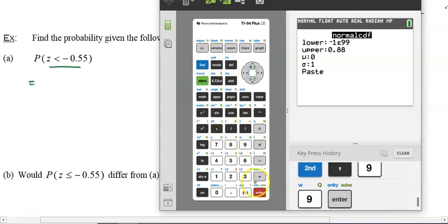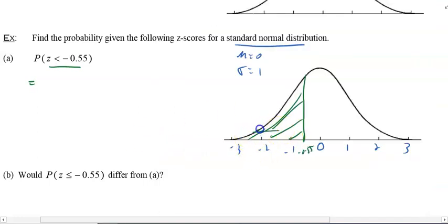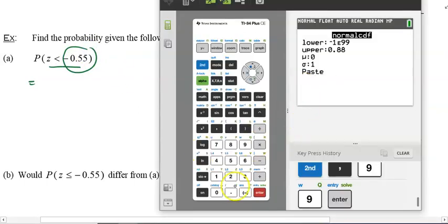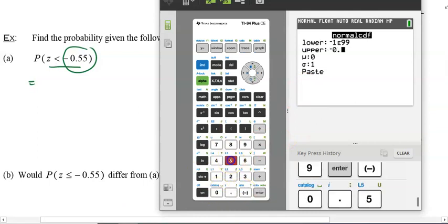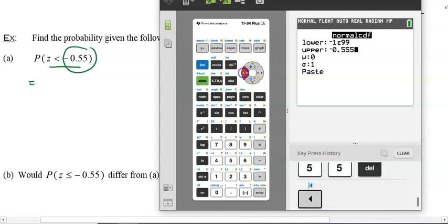And how about the upper? So that runs all the way down to negative infinity. That's kind of what we're putting. The upper is really negative 0.55. To use this negative 0.55. Oops. Go back and delete one. Here we go. If the average is 0, if it's standard normal, we know.